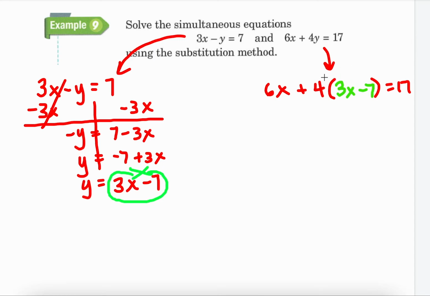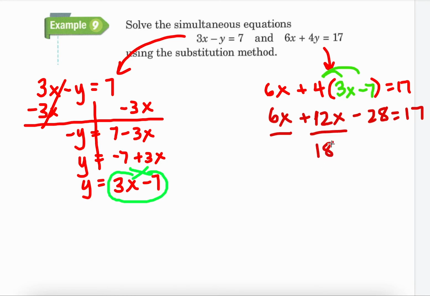And then we're going to distribute that. So the 4 needs to be distributed to everybody inside. And it becomes 6x plus, not 4, but 4 times 3 is 12x. 4 times negative 7 is negative 28, or minus 28, equals 17. I have like terms here. 6x and 12x can become 18x minus 28 equals 17.